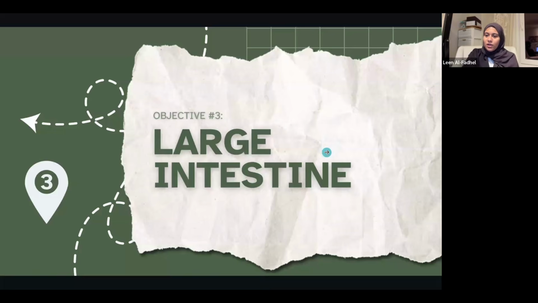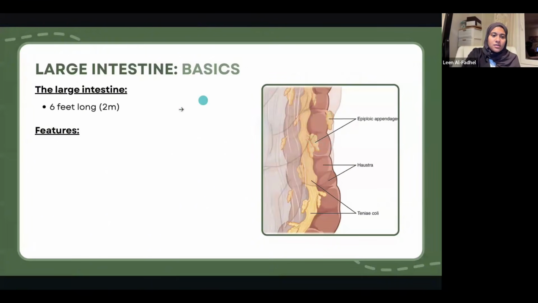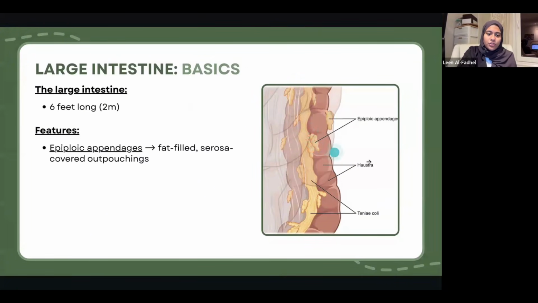We finally reached our last objective on my part, and it is the large intestine. Now, the large intestine is 6 feet long. It's 2 meters long, okay? And it has a bunch of features. It has something called epiploic appendages, which is right here. Those are basically fat-filled outpouchings that are present on the large intestine.